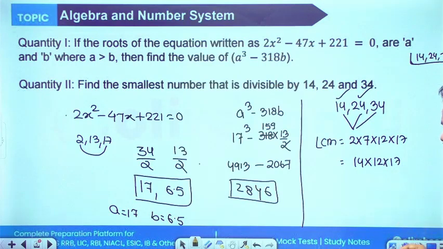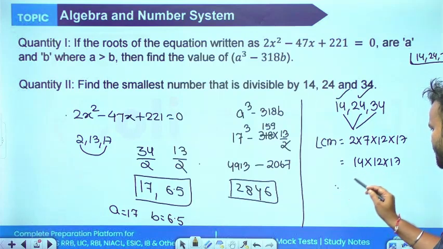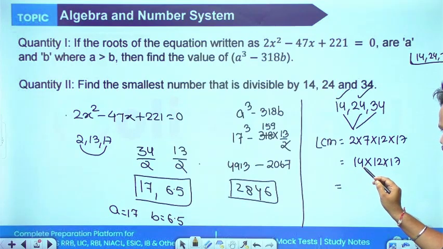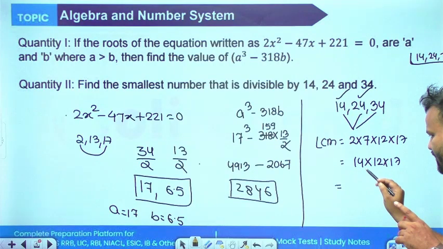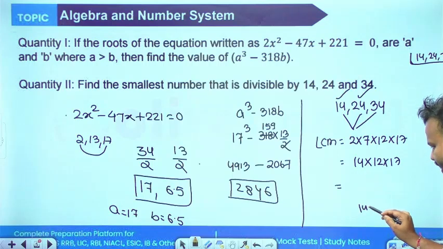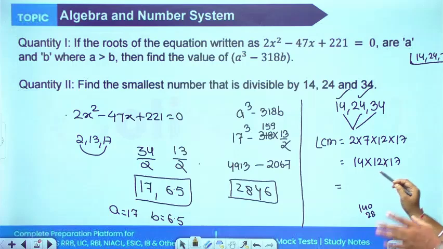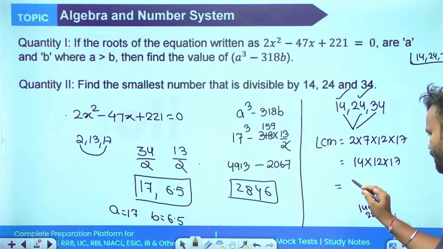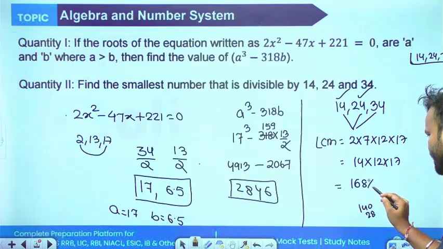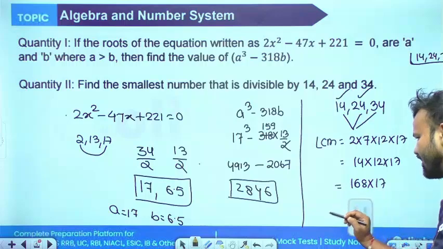What about this result? Is it more than this particular value? Let's see. 14 into 12 is what? 14 into 10 is 140 and 14 into 2 is 28, so that equals 168. So 168 into 17 is your ultimate result.